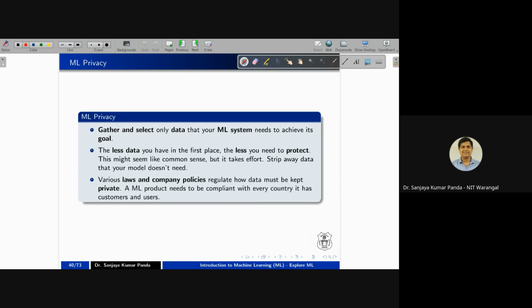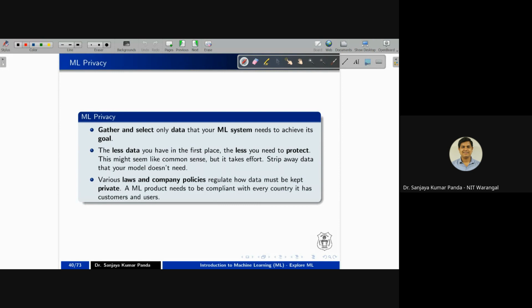So we have to gather and select only the data that your machine learning system needs to achieve its goal. You may not be interested in all types of features for a particular data. You may be interested only in certain types of information, right? Like you are collecting particular data in which, let's say, there are 30 pictures. You may not be interested in all the 30 pictures. You may be interested only in 5-10 pictures, so only those pictures you are going to take. You are not going to take the rest of the pictures.